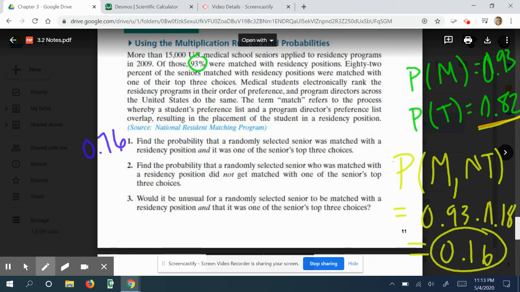So that's 0.17. So the chance of being matched but not getting one of their top 3 is only about 17%. It's pretty low. All right, let's look at that one.